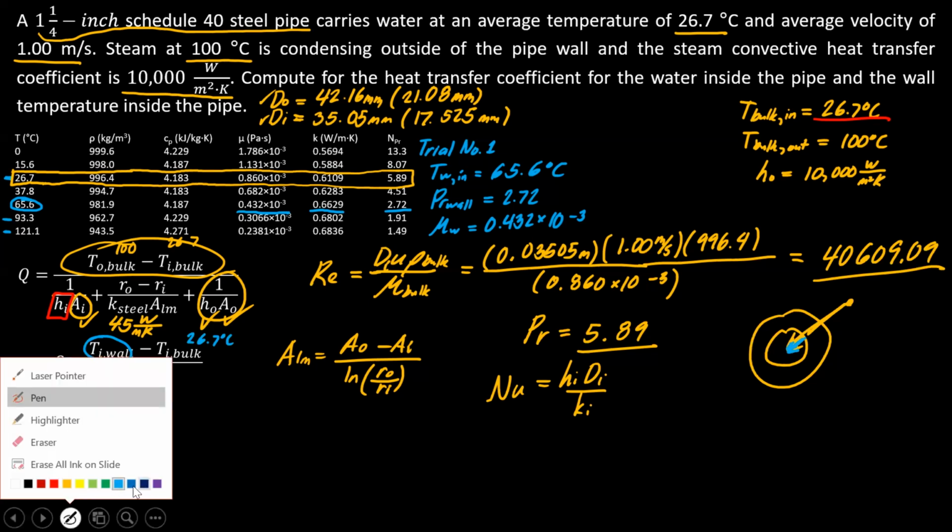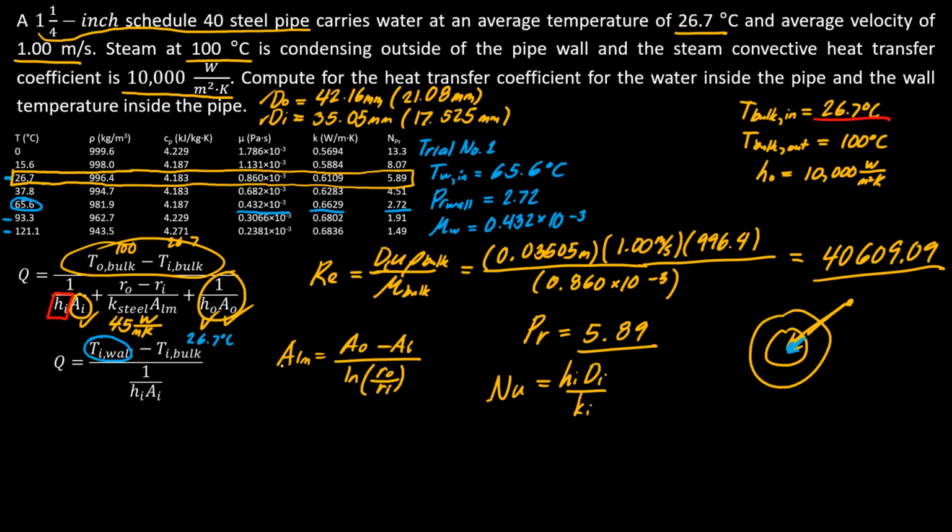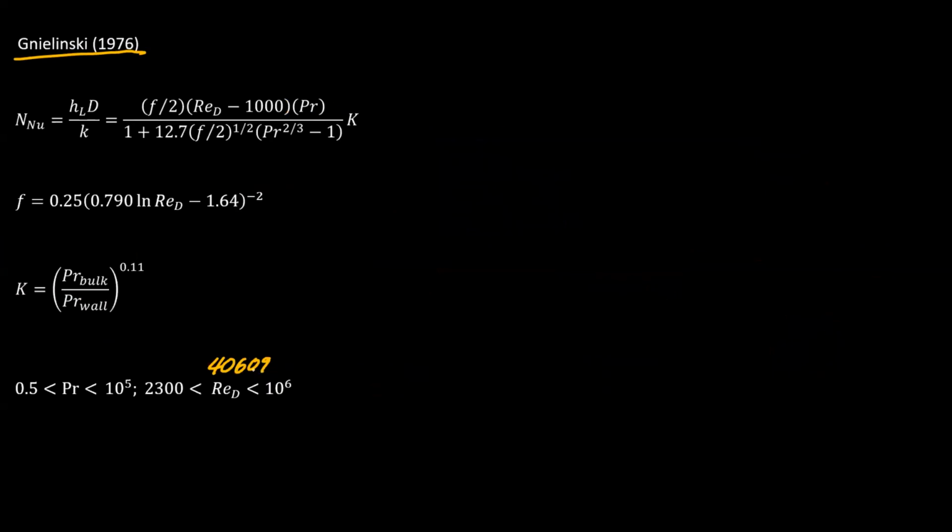So I found that the Nusselt number we can use here is the empirical equation from this author, because our Reynolds number is 40,000. It is within this range. Let's use this number, 4609, and our Prandtl number is 5.89. We can use this equation. For this expression, we need the Reynolds number and the Prandtl number of the bulk fluid water, 5.89. We have two variables here, f and K.